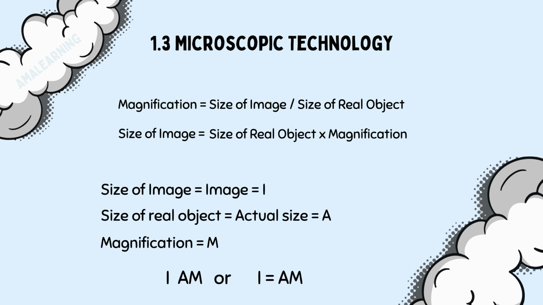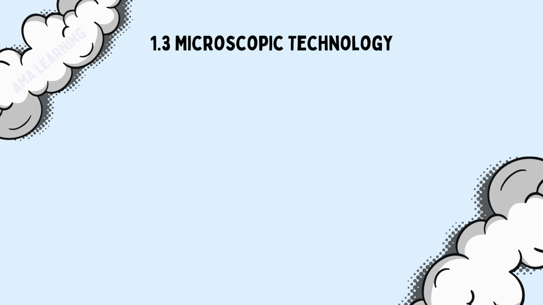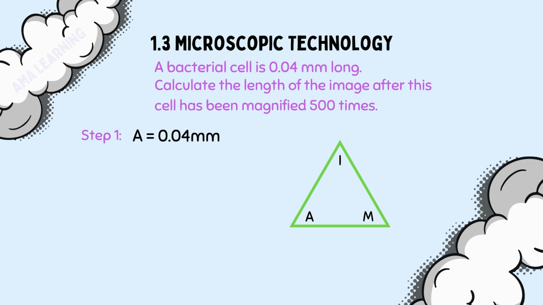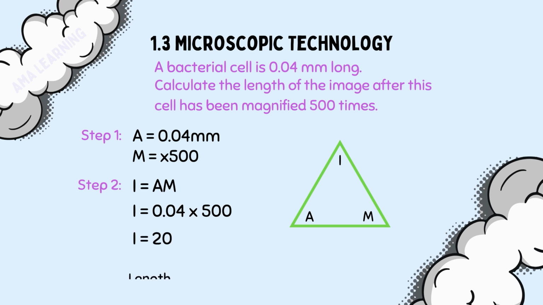Let's apply I equals AM to an exam-style question. For ease, let's initially convert this to a magic triangle. So in this case, the I goes at the top and the A and M go at the bottom. Step 1. Let's identify what information we have. 0.04 millimeters represent the actual size. So this means we know A, and 500 represents the magnification. So this means we know M. Second step is to substitute the numbers into the equation. In this case, I equals 0.04 multiplied by 500, which equals 20 millimeters.